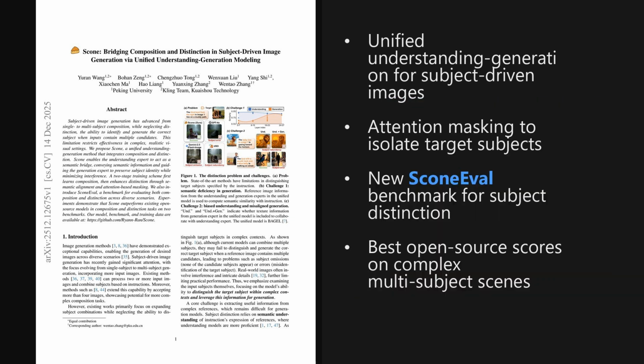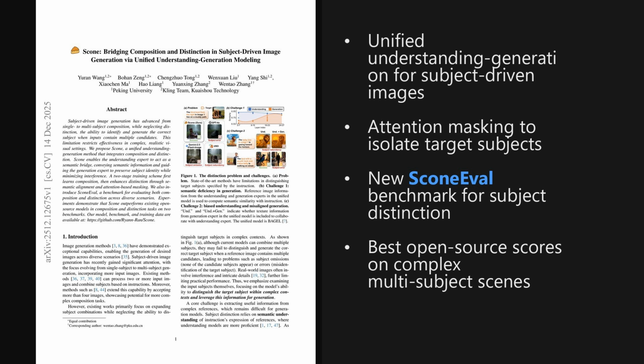I'm Alex. Today we are looking at a paper from the Hugging Face trending list, published on December 14, 2025, about 3 days ago. It introduces a method called Scone that lets image generators both combine multiple subjects in one picture and correctly pick out the right subject from cluttered inputs, beating other open source models on composition and distinction benchmarks. The paper is titled Scone: Bridging Composition and Distinction in Subject-Driven Image Generation via Unified Understanding Generation Modeling.